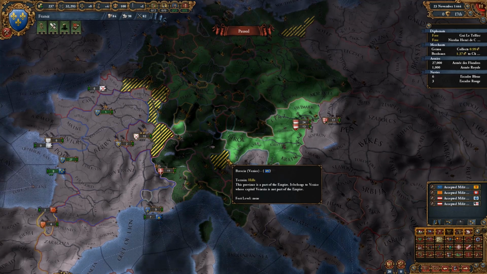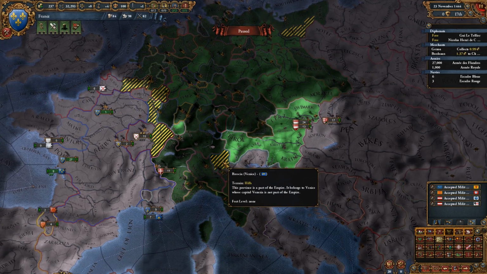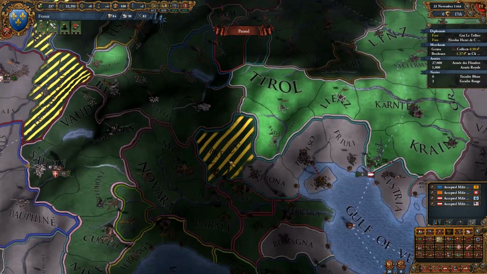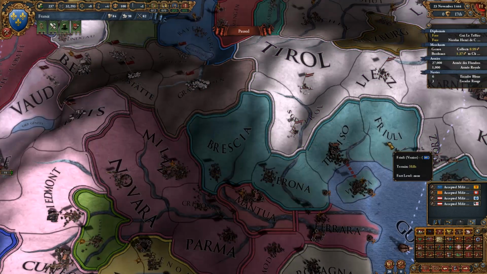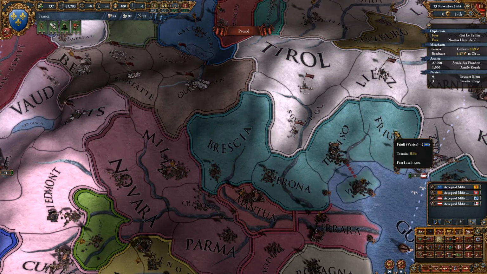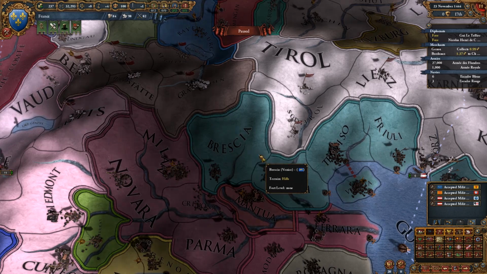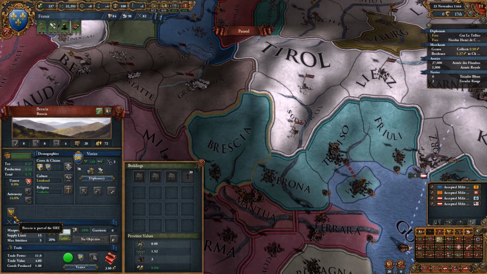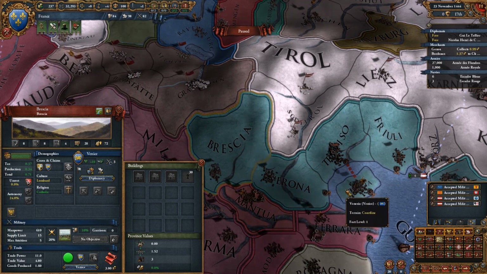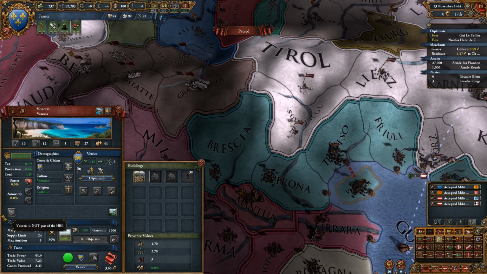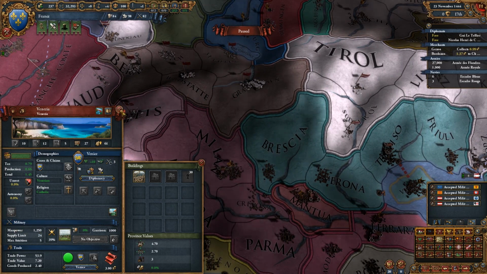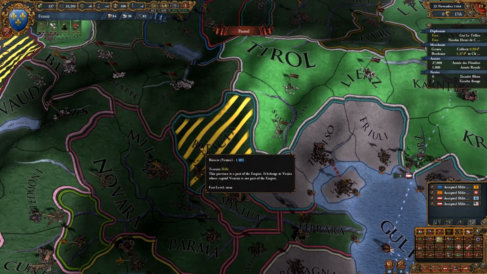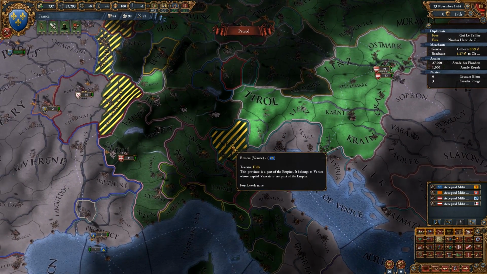Anything that has these yellow stripes on means that the land belongs to the HRE, but it's currently owned by somebody who isn't a member. So if we look at Brescia here as an example, Brescia is actually part of Venice. Venice is this sort of cyan turquoise colour here. So Brescia belongs to Venice, but if we left click on Brescia, we see this icon here telling us that Brescia is part of the HRE. Whereas if we click on Venice itself, Venezia is not part of the HRE. So Venice isn't actually a prince within the Holy Roman Empire, but Brescia is. So that's why it has yellow lines across it.